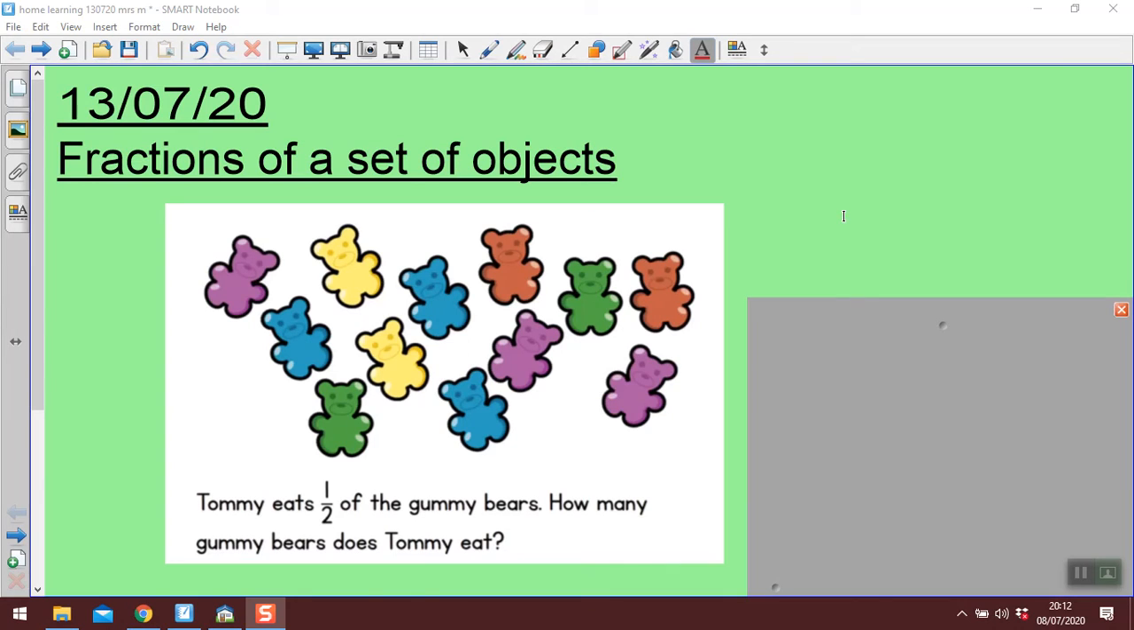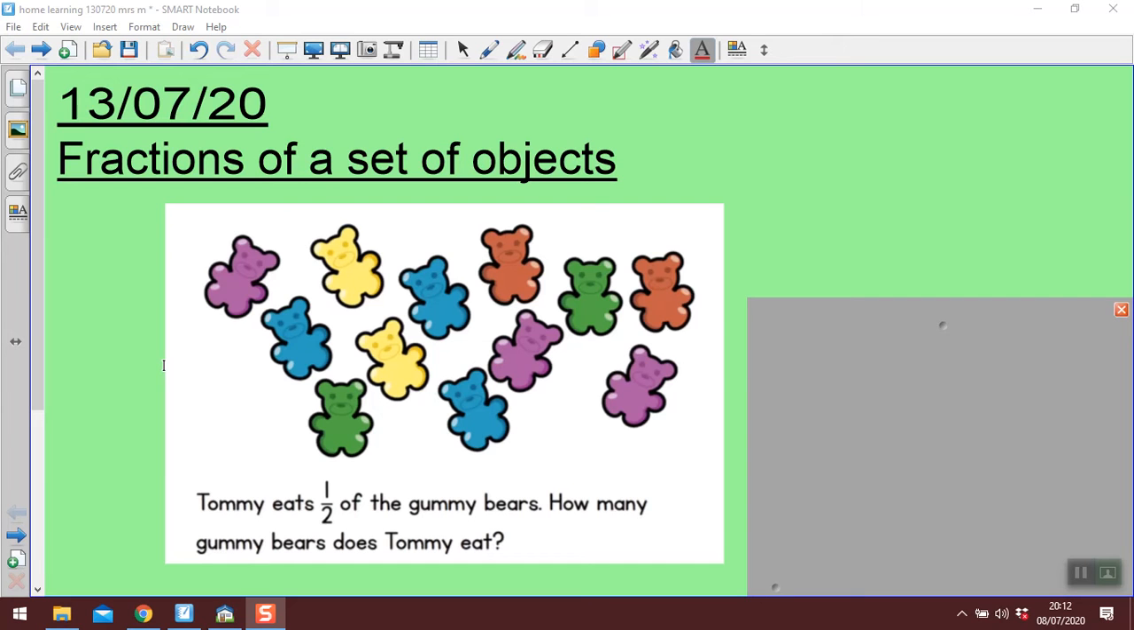So today we will be looking at fractions of a set of objects. Here we've got different coloured bears. The question is, Tommy eats 1/2 of the gummy bears. How many gummy bears does Tommy eat?